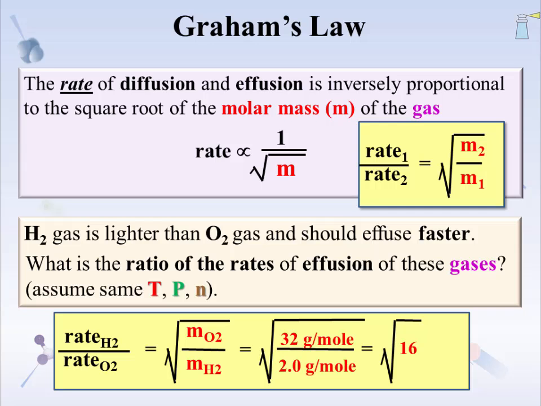The square root of 16 is 4. The rate of effusion for H2 is 4 times faster than that of O2. The ratio of masses is 16, but the ratio of effusion is only 4. And that ends the material of the lecture. Recapping the lecture.